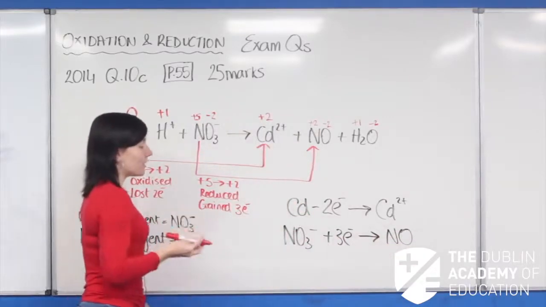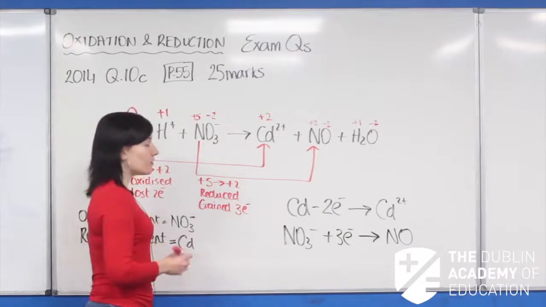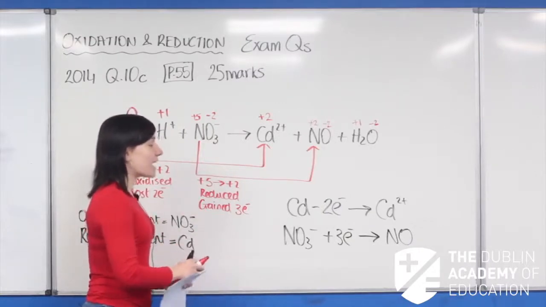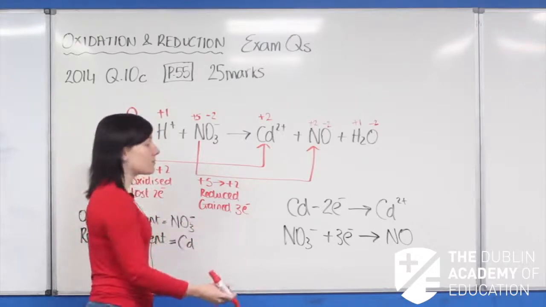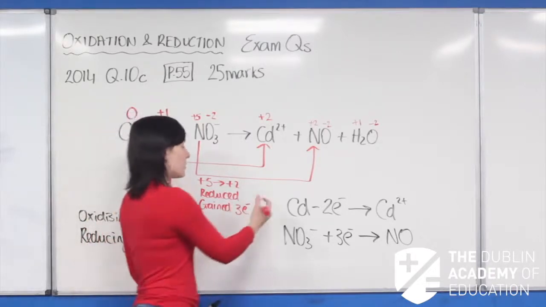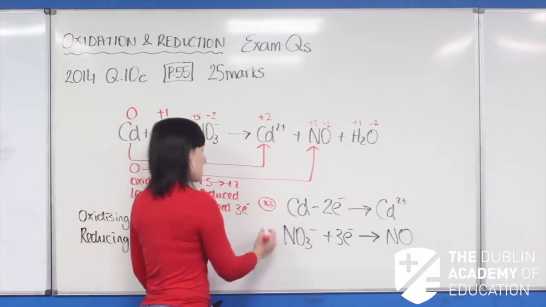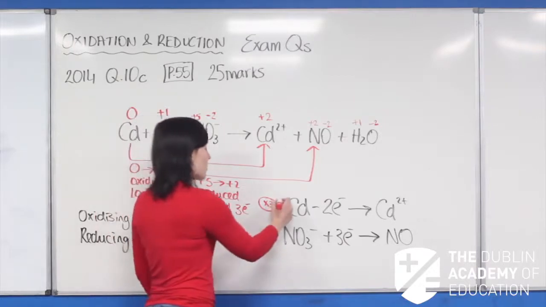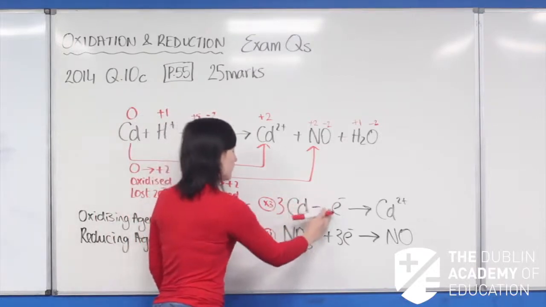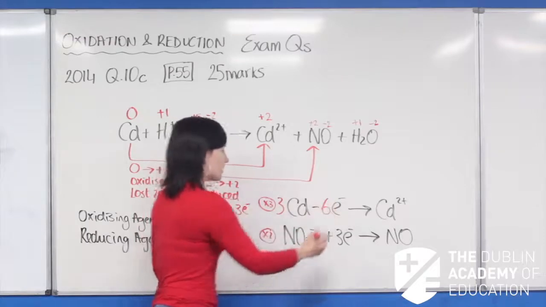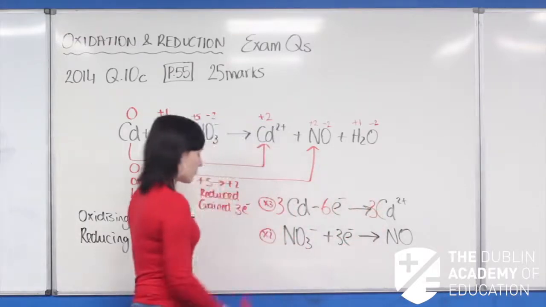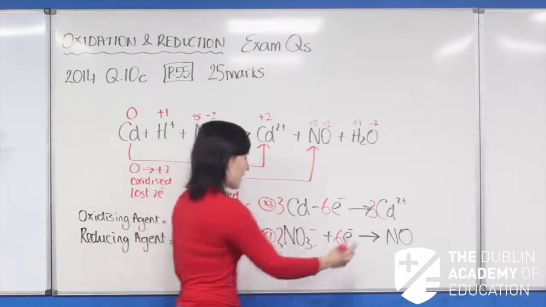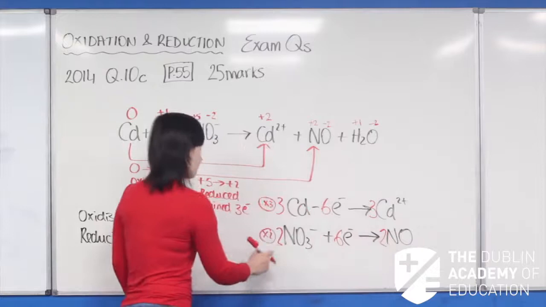Now, we need to cancel these electrons. So what are we going to multiply each of these lines by in order to get these electrons to cancel out? We want the same number of electrons being lost as gained. So we're going to multiply the top line by 3 and the bottom line by 2, okay? So the top line by 3 and the bottom line by 2. So 3 Cd minus 6 electrons and then a 3 over here, okay? Then the bottom line 2, 6 electrons and then a 2 in front of this, okay?